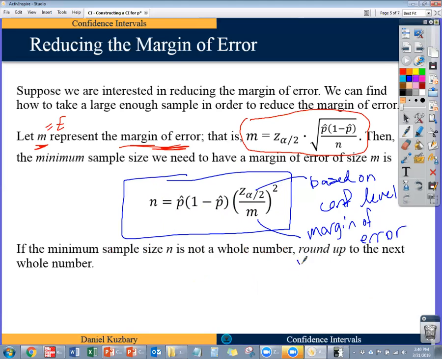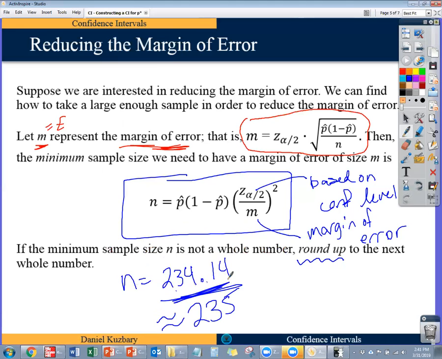So once you get this, round up to the next number, because this is talking about the minimum sample size you need to get a confidence interval with a certain margin of error. So for instance, let's just say that n is equal to 234.14. If that's your minimum value, that means you technically need more than 234. You need a little bit more than that. So let's round that up to 235, just because we're talking about a minimum. So I need 234 and some change, so round that change up to the next whole number, and that'll give you your minimum sample size.